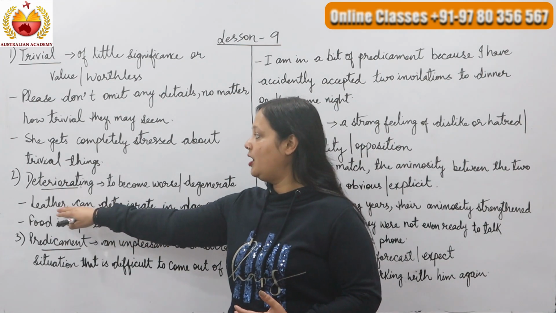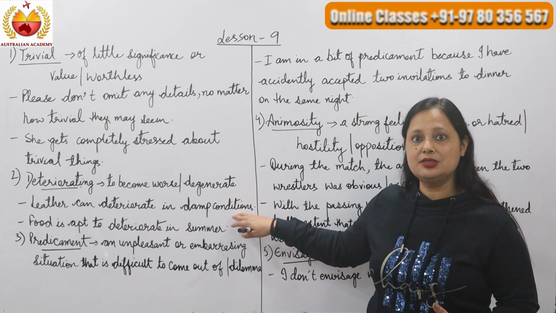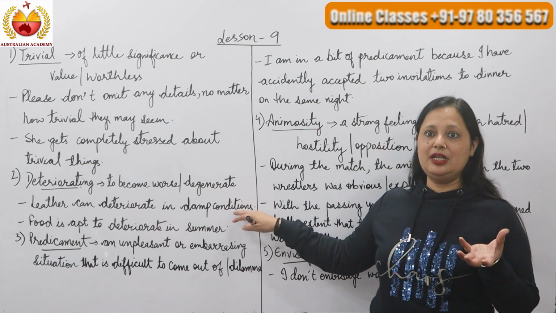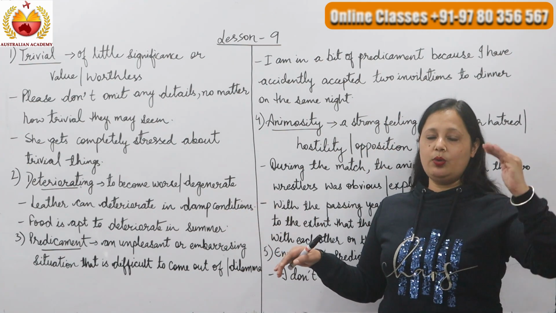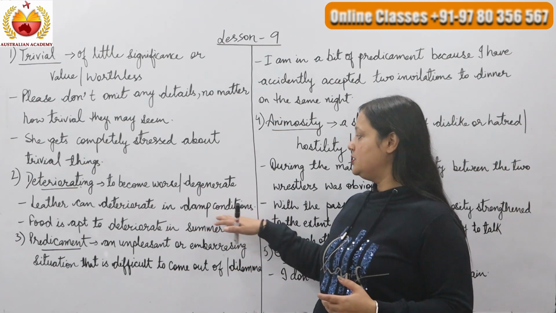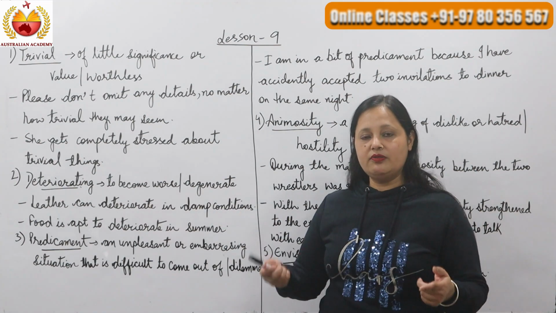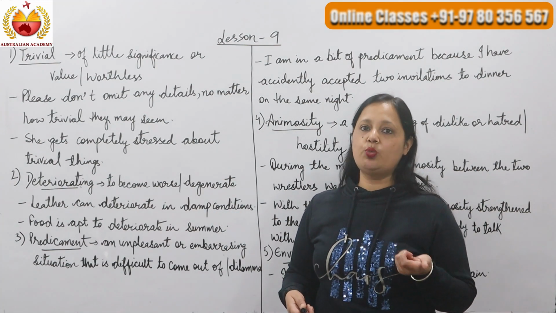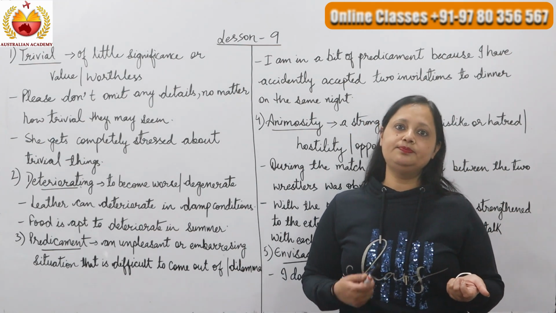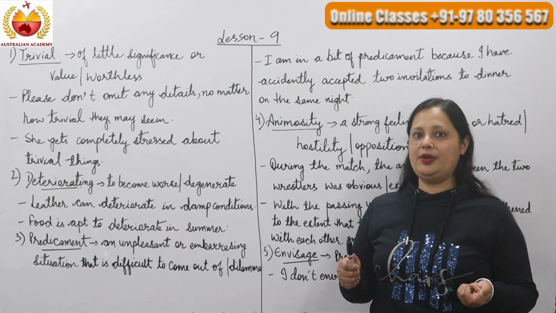So the example we have is, leather can deteriorate in damp conditions. So when we talk about the quality of the leather, so the quality of the leather will keep on decreasing. Decreasing where? In damp conditions. Damp is wet. When the environment around is moist, when it is wet, so obviously the quality of leather starts getting deteriorated.